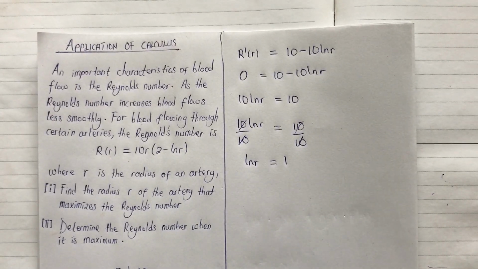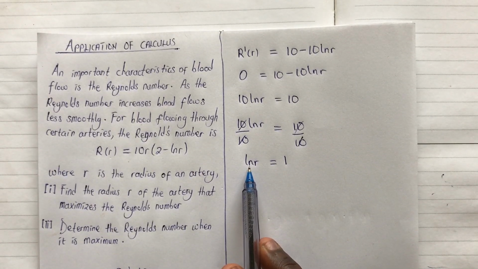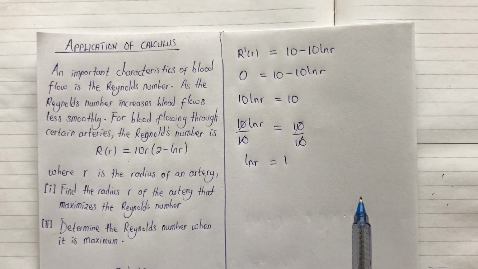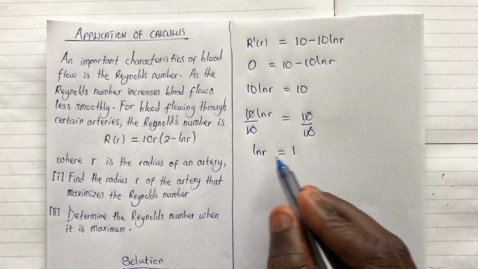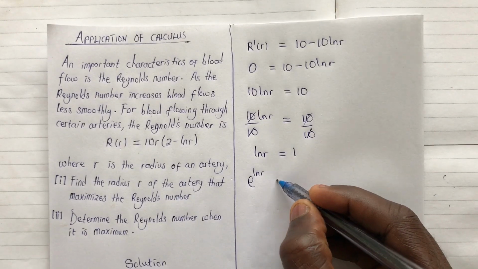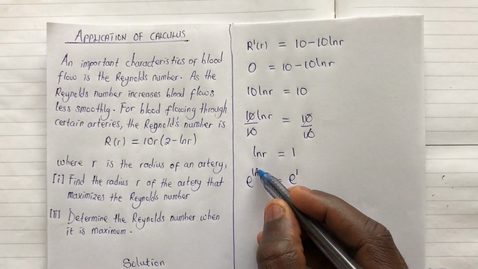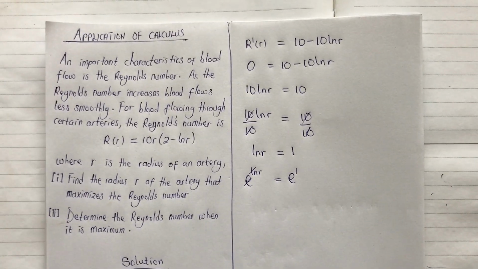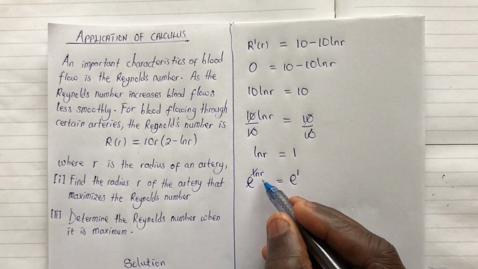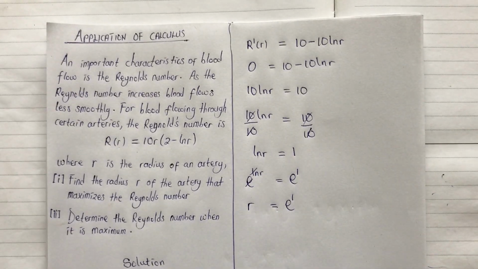Now to be able to make r the subject, I need to take care of what? The ln. Now to take out the natural log, I need to introduce the exponential function. So this becomes e to the power ln r equal to the same thing here, e to the power 1. So that the natural log will cancel the exponential function, and I'm left with r. So here I have r equals e raised to the power 1. Now this is very simple. Now I can find the value of r, which is the radius of the arteries.